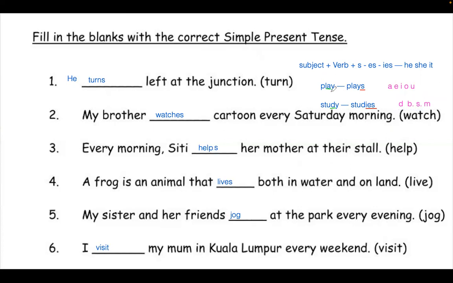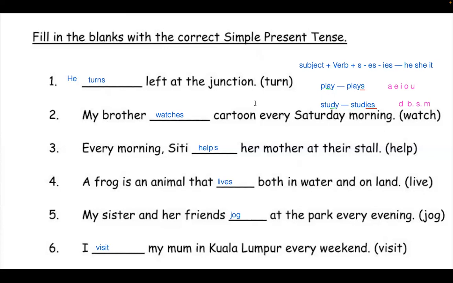So it depends on the letter. We have Y, we look at the letter before it. If it is a vowel, we put S. If it's the opposite, if we have any other consonant, like D, B, S, M, N, L, all of them, we need to put IES. Like studies.